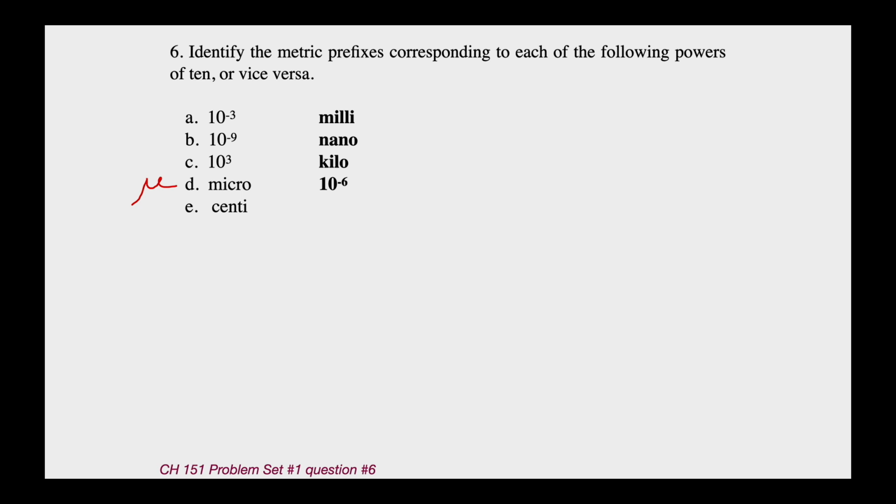And finally, centi is centimeters, centigrams, stuff like that. Centi is 10 to the minus 2. So all of these 5 are going to be really handy, and it's nice to know those 5. The other ones, deci and mega and those kind of things, are nice to know, but they're not as important as these 5.